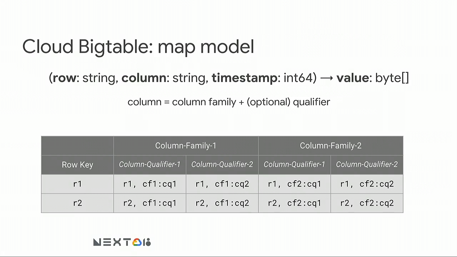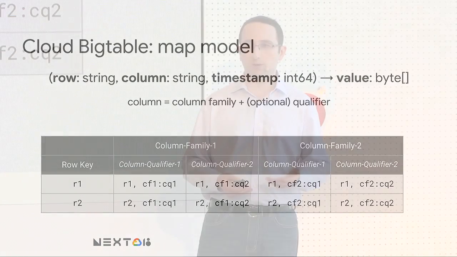And that said, the map actually also includes a timestamp dimension. So the full mapping of values in Bigtable is with a row key, a column, which is a combination of column family and an optional qualifier, and a 64-bit timestamp. And the values in Bigtable are uninterpreted byte arrays. So you can store anything from JSON to protocol buffers to snippets of audio or thumbnails or anything that is relevant to your particular use case.